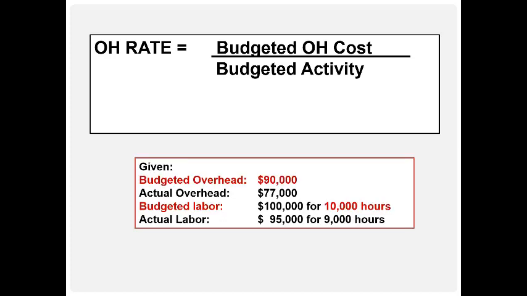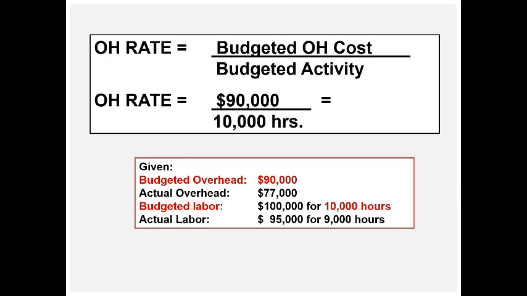In this case, budgeted overhead cost is $90,000 and overhead is applied based on labor hours, so we'll divide by the budgeted labor hours, or 10,000. We'll get $9 per direct labor hour. So every time a direct labor hour is paid, they'll get paid their wage rate, and we'll record that, but we'll also estimate that $9 worth of overhead costs should be incurred.